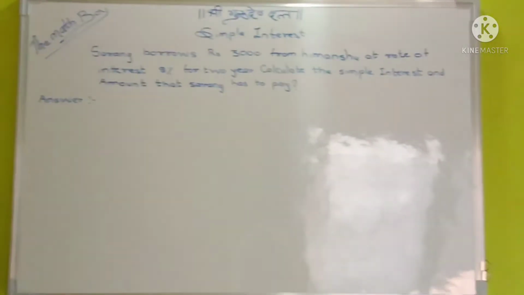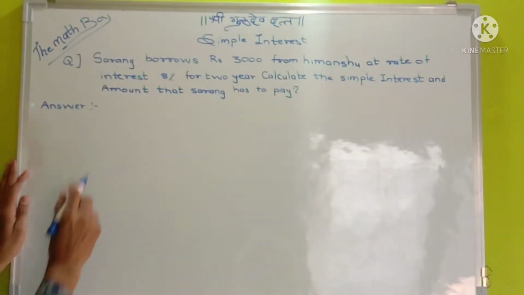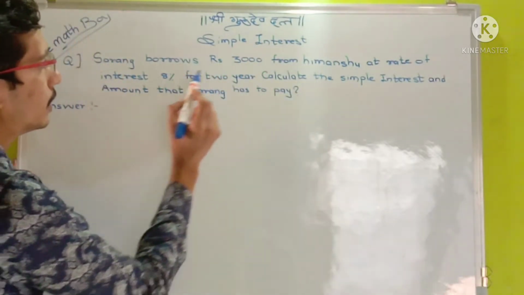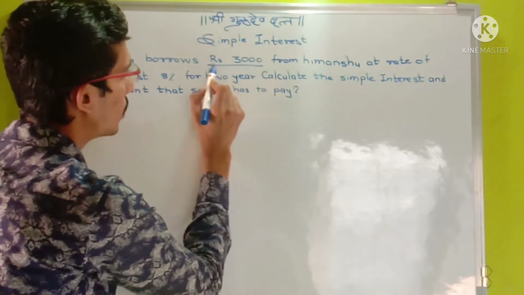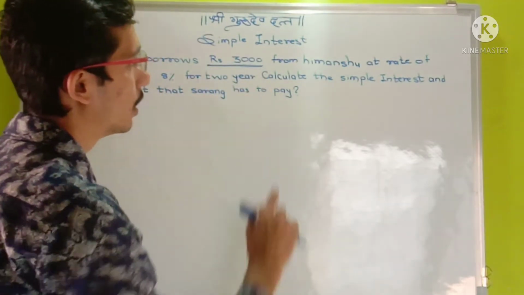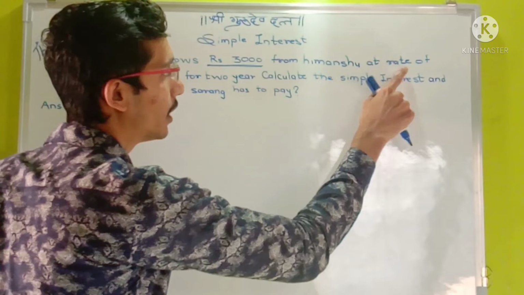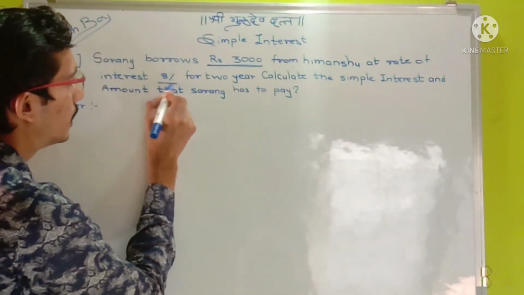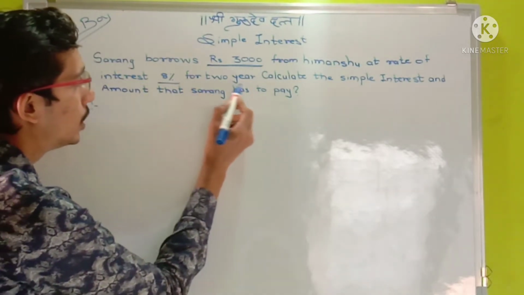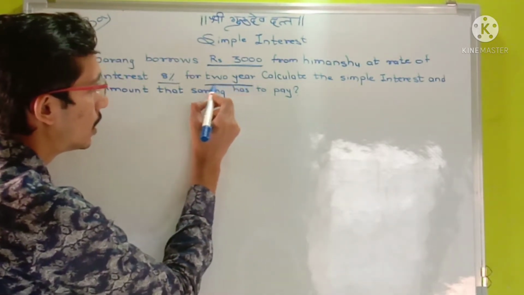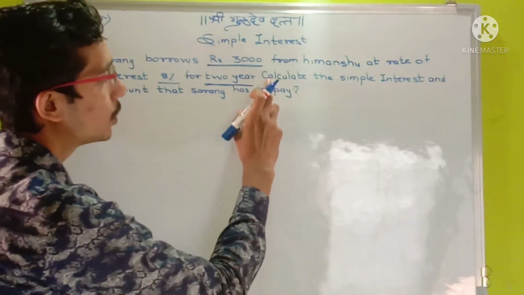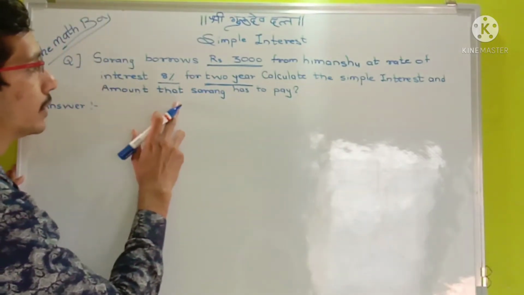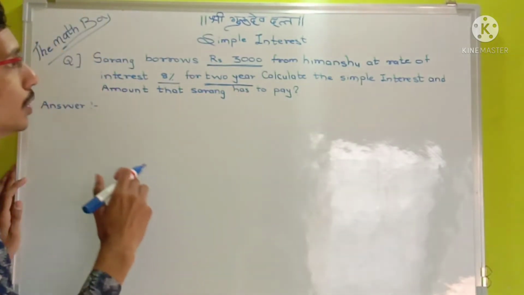Our question is: Saran borrows rupees 3,000 from Himanshu. That means the borrowed amount is rupees 3,000. From Himanshu at a rate of interest of 8%. That means R, the rate of interest, is 8% for 2 years. That means the time period is 2 years. And what do we have to calculate? We have to calculate the simple interest and the amount that Saran has to pay to Himanshu.